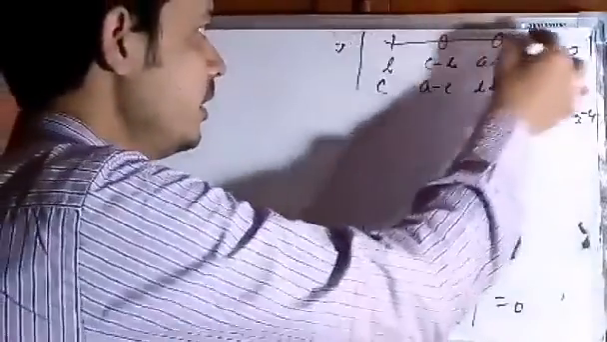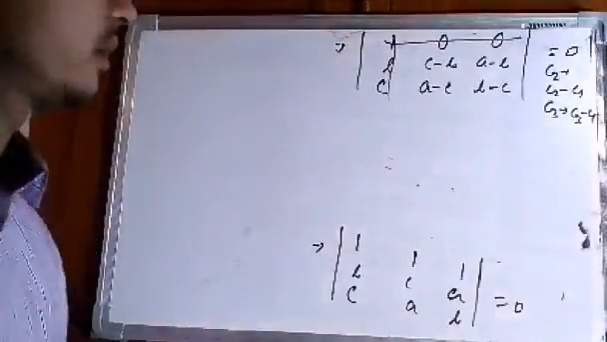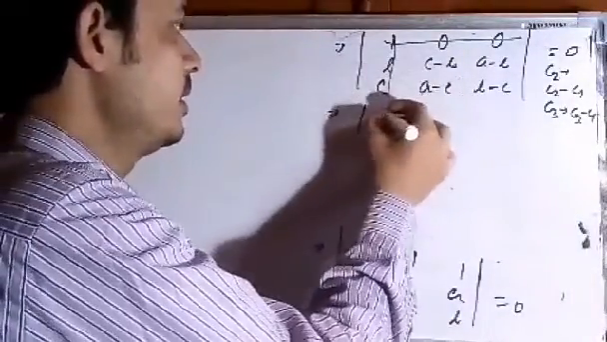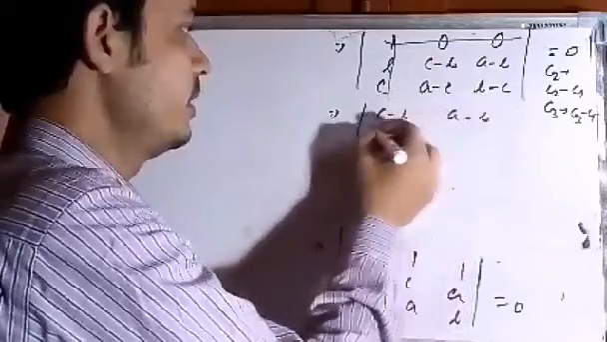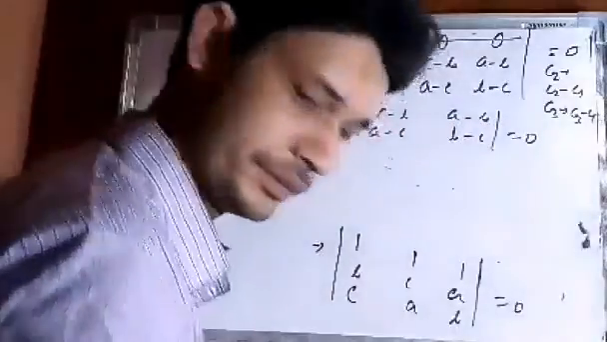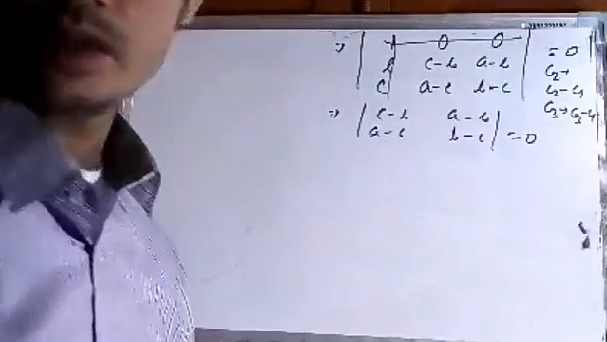So what do we get? We get the structure of 1, 0, 0. So we delete R1 and C1. So we get the determinant C minus B, A minus B, A minus C, B minus C, which is equal to 0. Now we have to expand this determinant to get the required result.